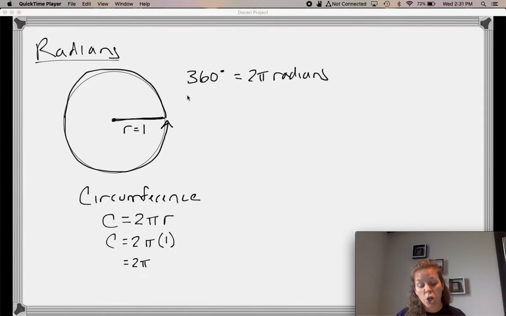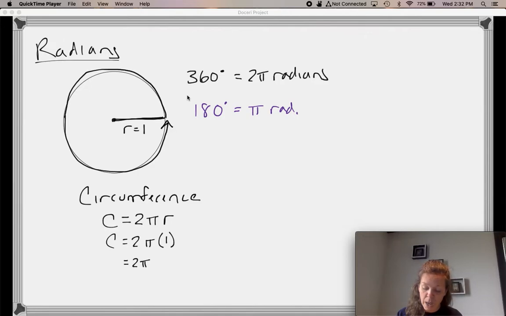Both sides of that equation are even numbers, so we're going to go ahead and divide them by 2 and say that 180 degrees is equal to pi radians. This is going to be our conversion. Just like there's 12 inches in 1 foot, so I can move back and forth between them if I want to, 180 degrees is equal to pi radians. So we can replace them for each other. So let's look at some examples.